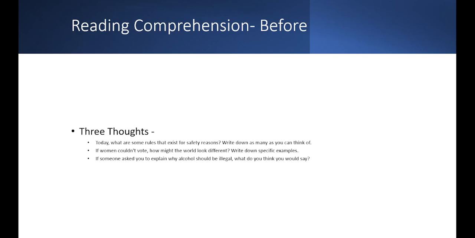So for reading comprehension before, we have 3 thoughts. So just 3 questions that we definitely want to ask before they read. Today, what are some rules that exist for safety reasons? Write down as many as you can think of. If women couldn't vote, how might the world look different? Write down specific examples. And if someone asked you to explain why alcohol should be illegal, what do you think you would say? So these are definitely some things that the kids would be able to think about before they even get into the content.